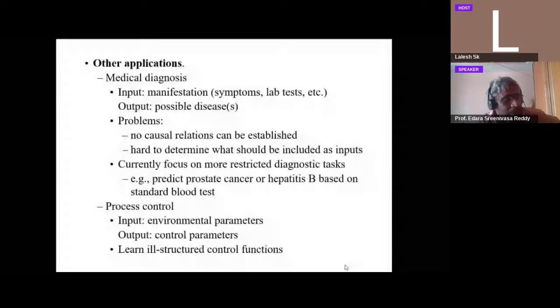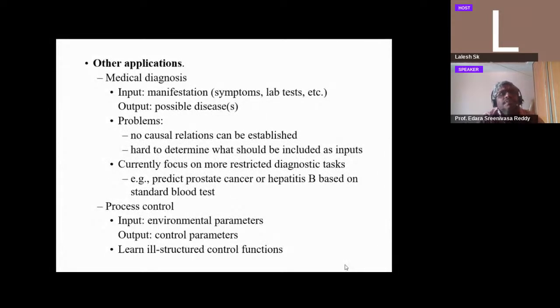Still more other applications: medical diagnosis. Input is symptoms, lab tests, etc. Output is possible diseases. Nowadays, many expert systems are there, and many people are doing experiments on this also.